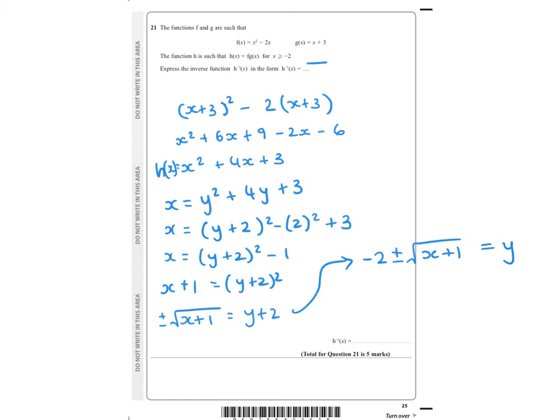Now, in this case, at the end, make sure you write the answer in the answer box.